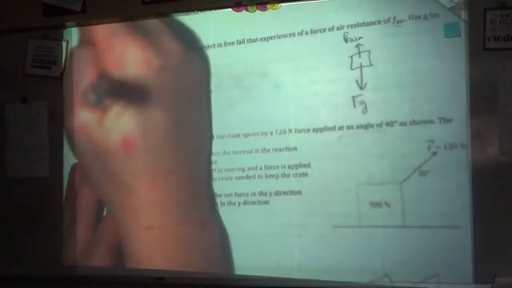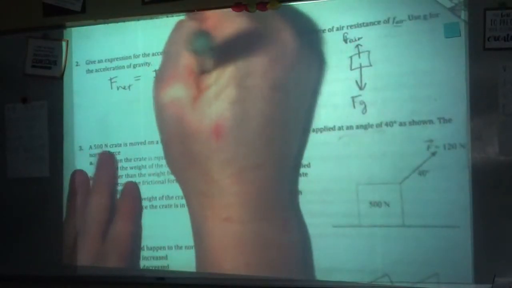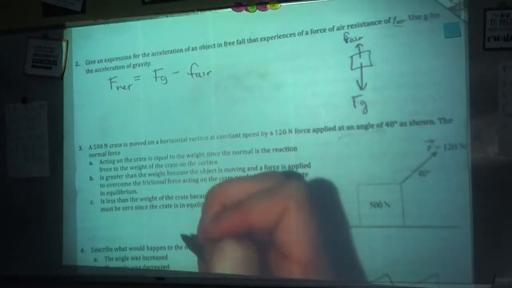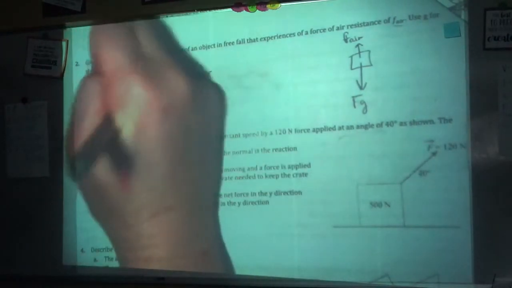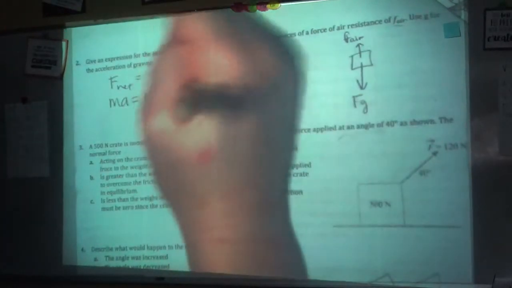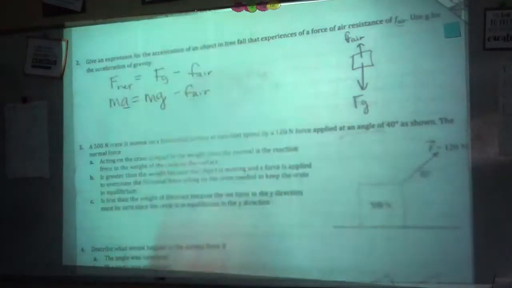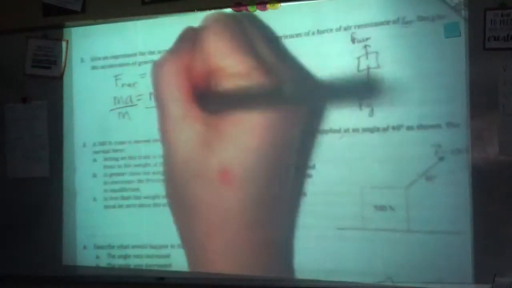So then my net force would just be the force of gravity minus F air resistance. And we can find the net force by mass times acceleration. And we can find the force of gravity by mass times g, minus F air. And we're trying to get an expression for acceleration, so divide by m. And that would be my answer.